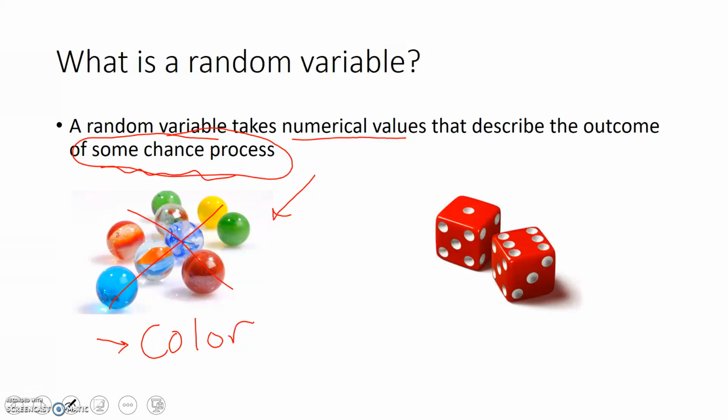Let's say I have the second event. Let's say I roll two dice, and I take the sum of the two dice. And I go, is that a random variable? Well, yes. There's definitely a chance element. I don't know what dice are going to come up. And it's got a numeric value. So that would be a random variable.